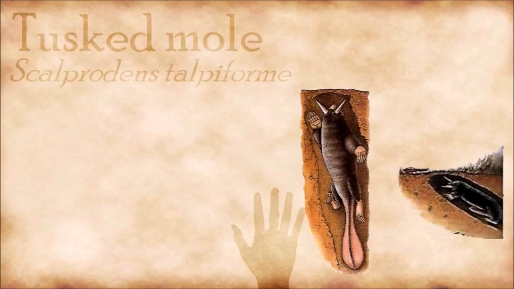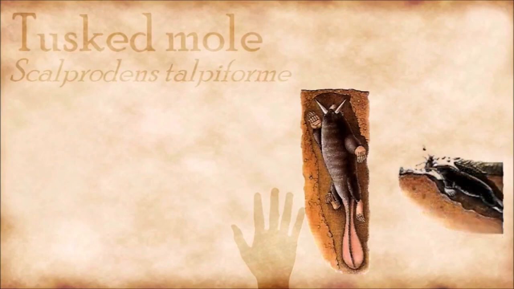As well as eating worms and burrowing invertebrates, it also preys on small surface-living animals, especially mice, voles and lizards. The tusked mole lies in wait just below the soil surface, listening for sounds of movement above. When it hears its prey approaching, it springs out, using its tail as a lever, grasping the creature with its teeth.